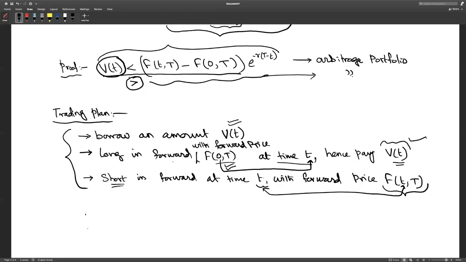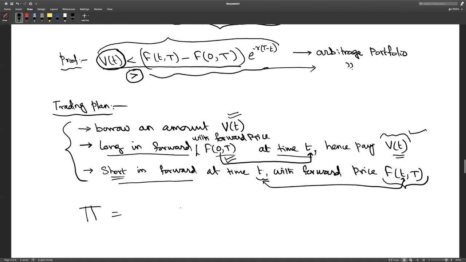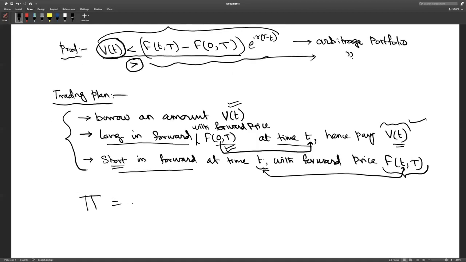Okay, now given that you can build a portfolio, you are borrowing this money and putting it in this and shorting this. Now you can write it. Now how will you close this portfolio? You can find, and then you can find the value of it as well.